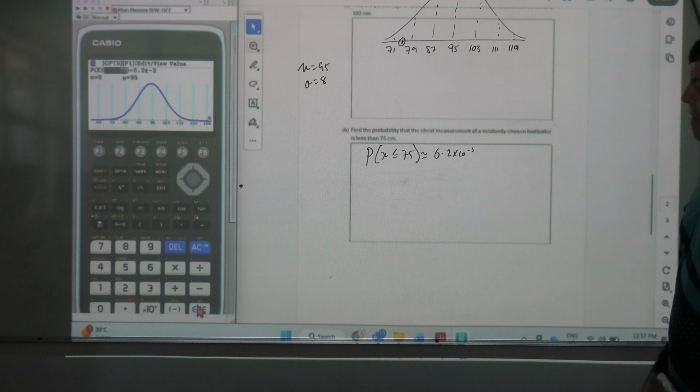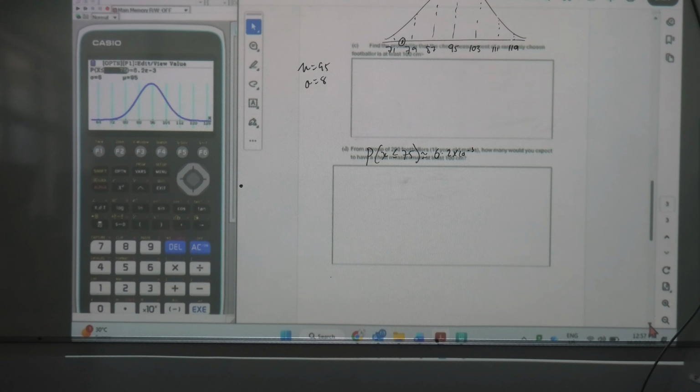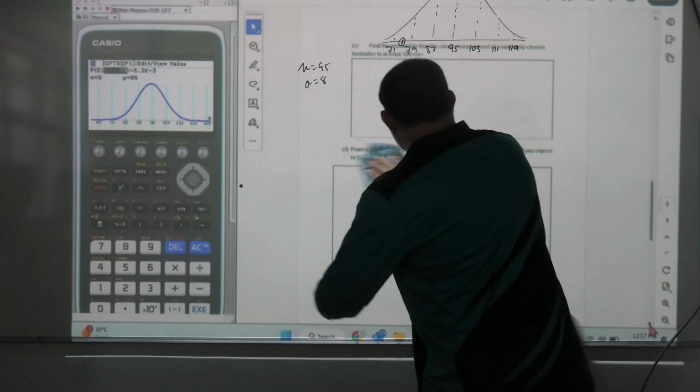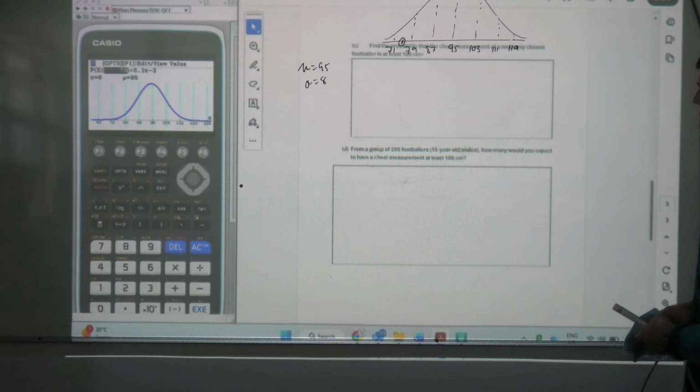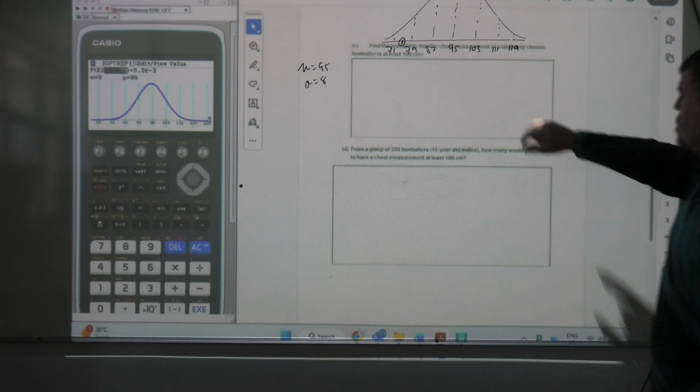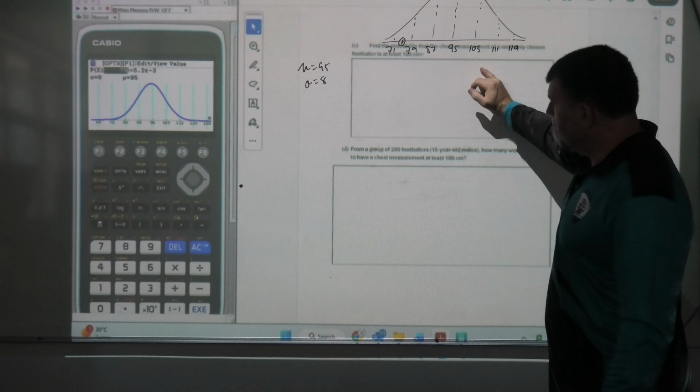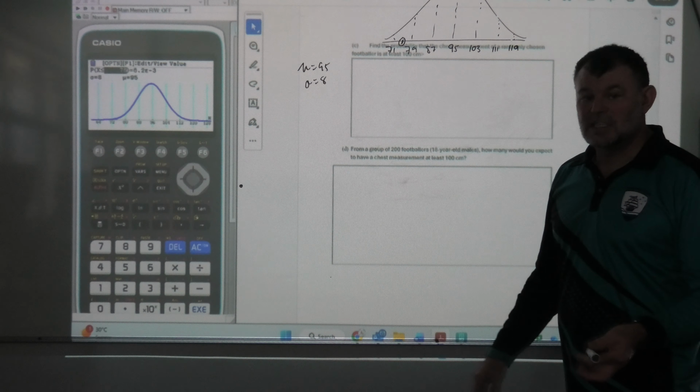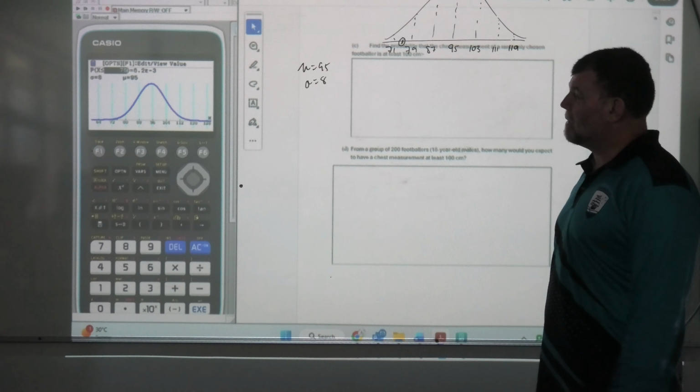Okay? So let's have a look at the last example and then we'll move on and finish the video. So the last example here is find the probability that the chest measurements of a randomly chosen footballer is at least 100. Now this is where it comes to the language again.